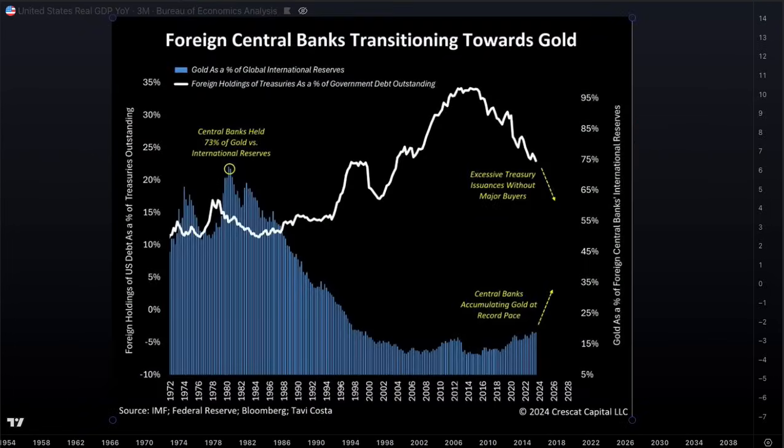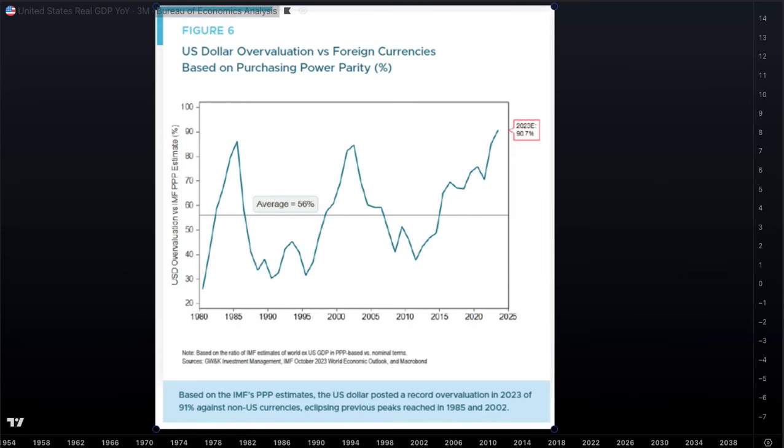So this final chart here, hopefully people stuck around to the end because this is pretty crazy. This takes the IMF's PPP estimate. What is PPP? Purchasing Power Parity. It's an attempt to estimate the purchasing power of each currency.